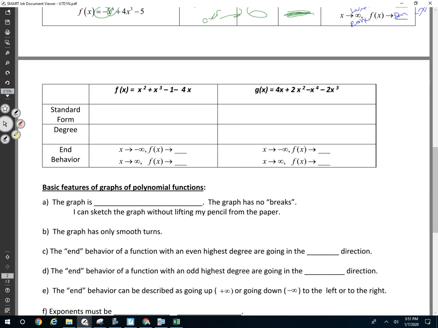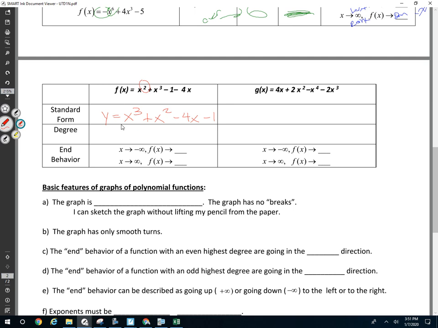Now, sometimes they try to trick you. Don't get tricked. You look at y equals x squared plus x cubed minus 1 minus 4x, and you might think x squared wins. But no, that is not the highest degree term. That is not what's going to dominate the function. So what we would make sure we do so that we don't make any errors is we rewrite it in what is called standard form, writing things from highest degree to lowest degree.